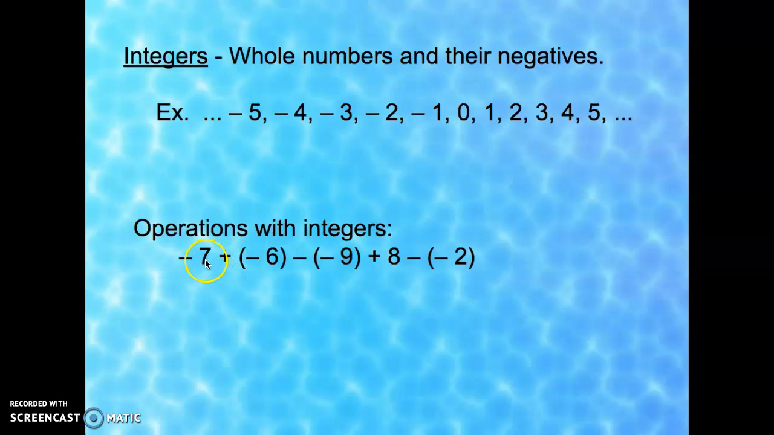But once we go past the beginning number, we have our operation, and then if the very next number is negative, they put parentheses around it. It's just to pretty up the problem so that you're not confusing your minus sign with a negative sign. So now that you kind of see how operations with integers are going to look, let's get to the rules for adding two integers.